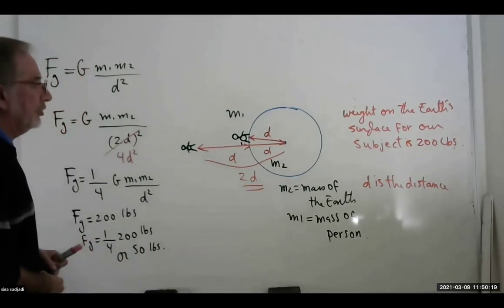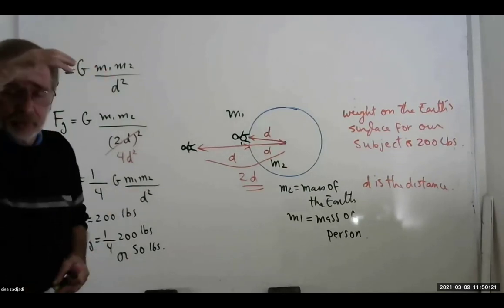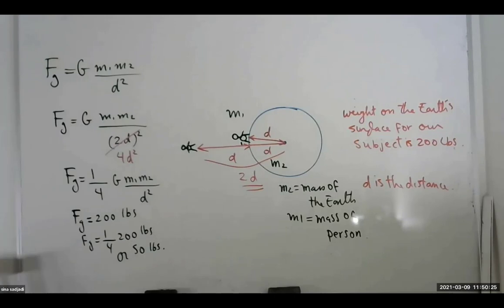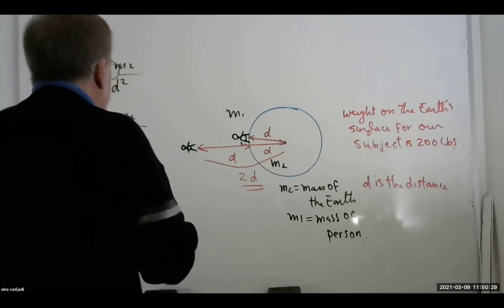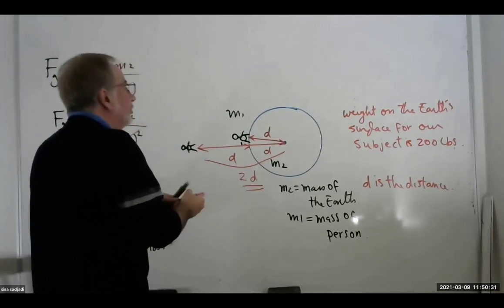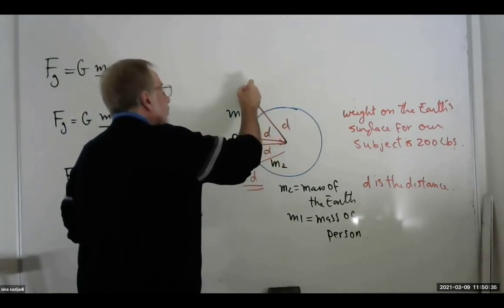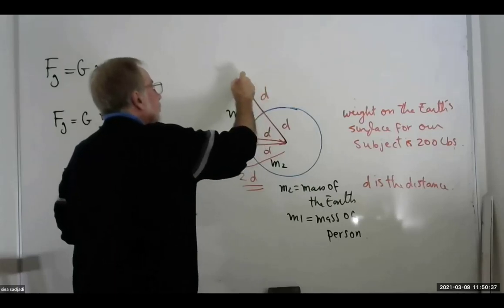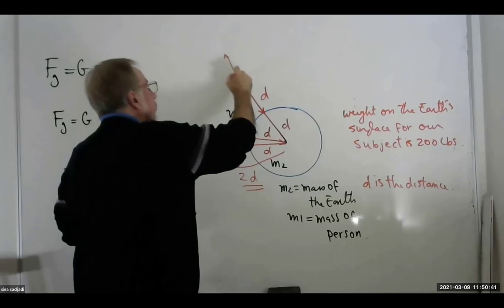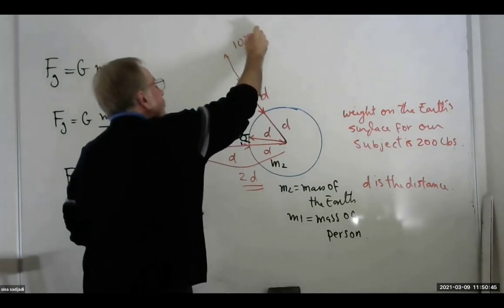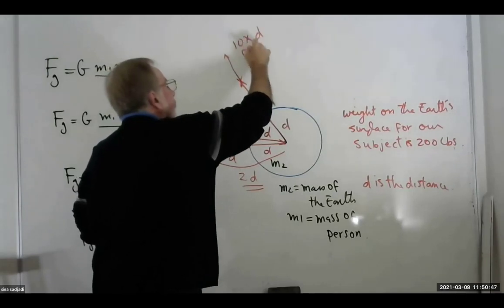All right, so let's go 4 times away from the center of the Earth and see how much your weight will fall. Or how about 10 times farther? So we go 10 times farther from the center of the Earth. We go 1D, 2D, 3D, 4D. So we're going to be 10 times D farther.